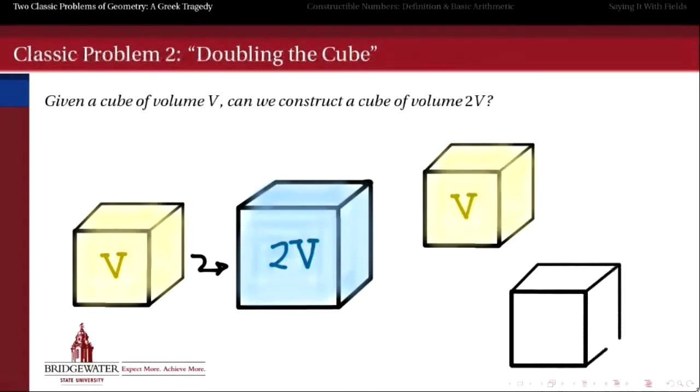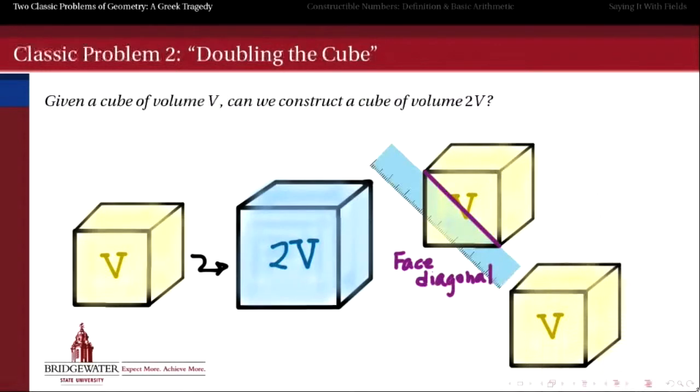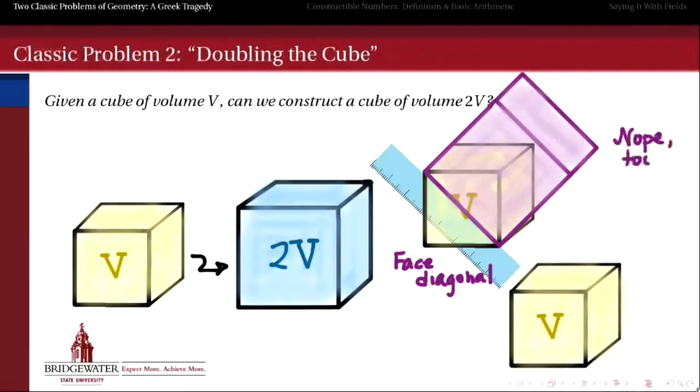Well, we could try a couple of approaches like we did with the square. For example, we could try the face diagonal of the cube. In other words, just lay our straight edge across one of the faces and draw the diagonal and construct a cube using that as the side length. But if we do that, we're going to get a cube that's too big. We're going to get not twice the volume, but twice the square root of 2 times the volume. So that doesn't quite work.